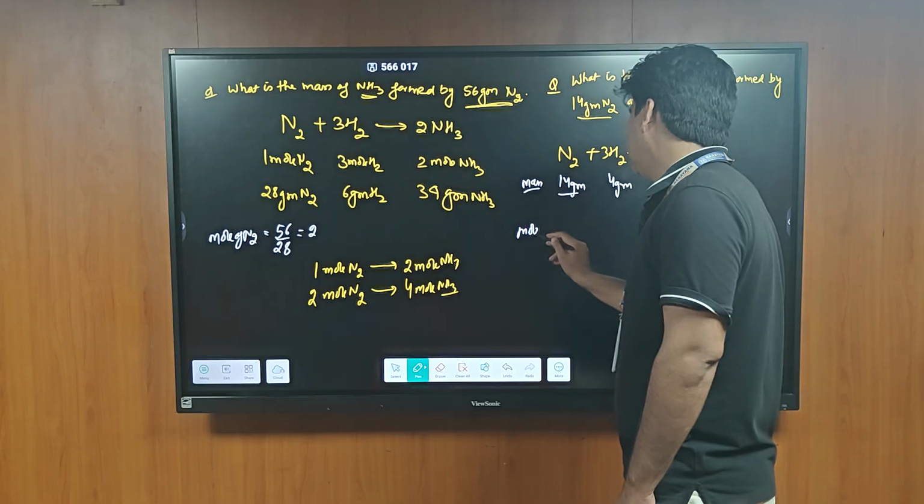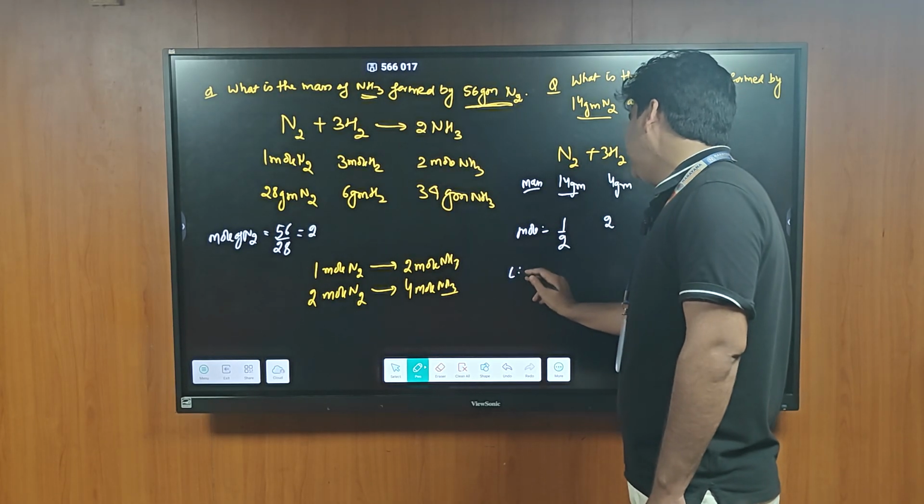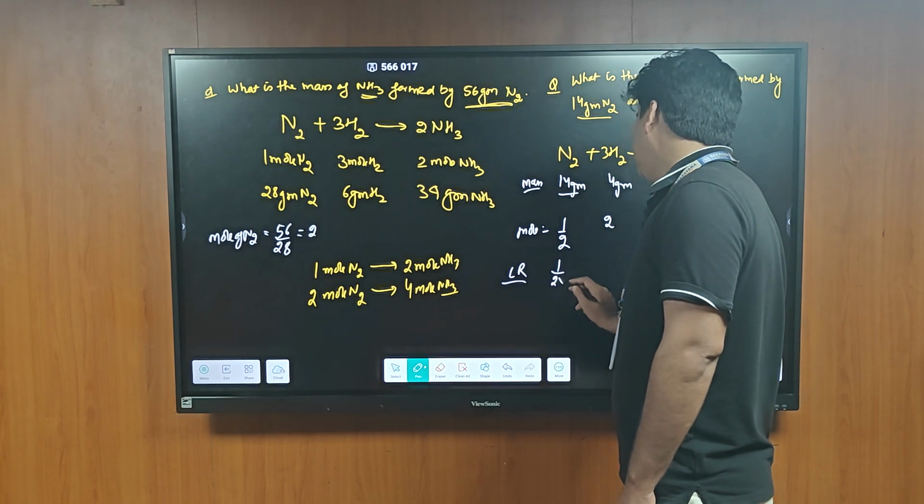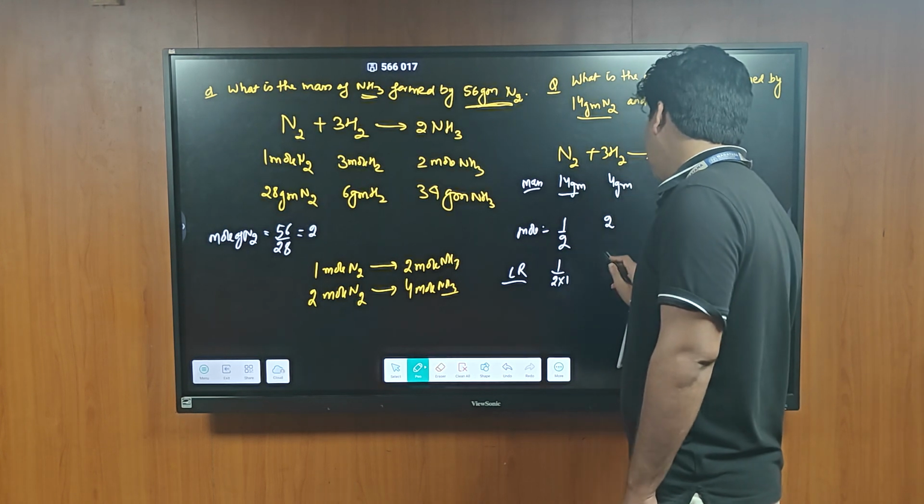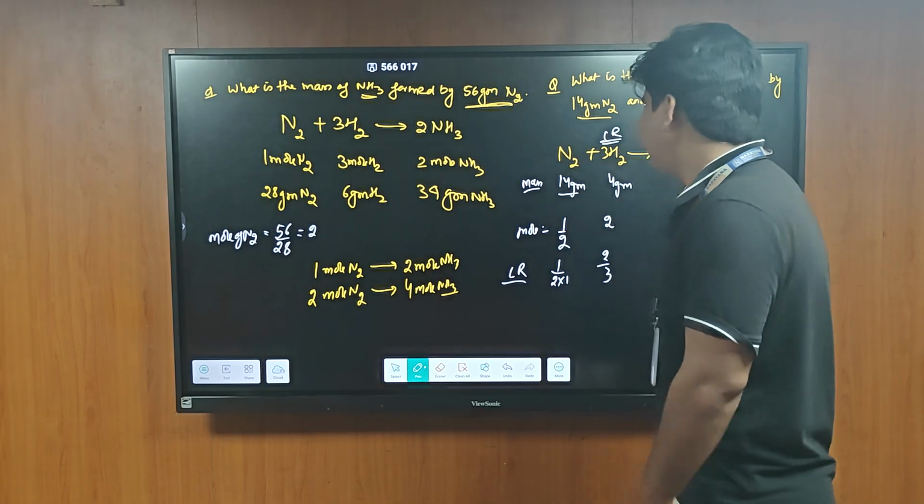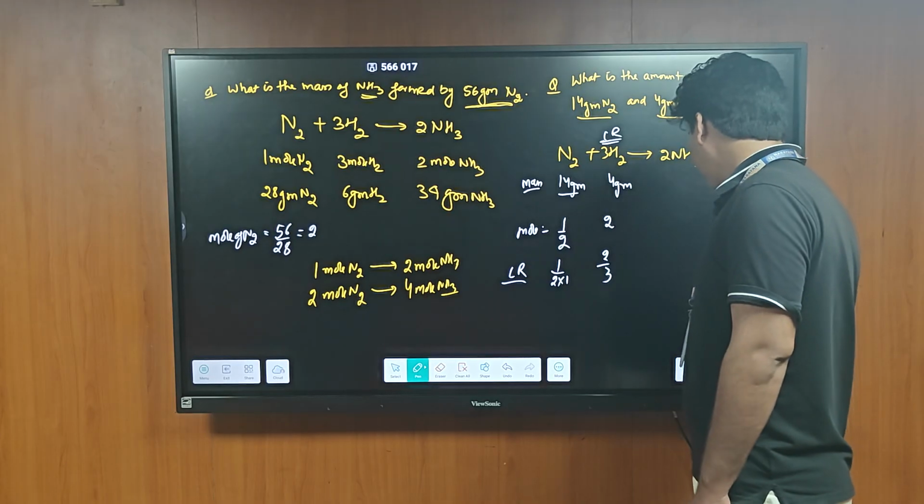Mole is 1 by 2 and its mole is 2. Now for LR, we'll have to divide it by its stoichiometric coefficient: 1 by 2 into 1, and the other is 2 by 3. Then this is LR. Maybe this is a bit complicated. First let's see with a simple equation.